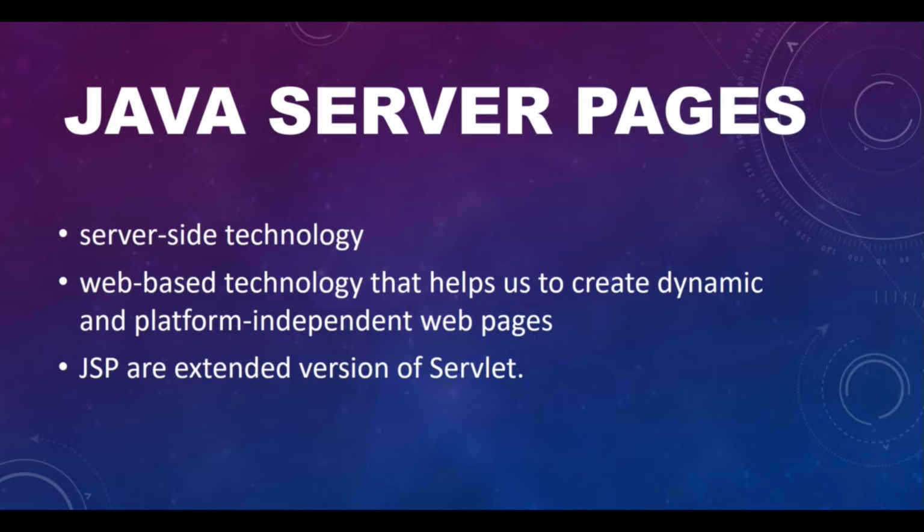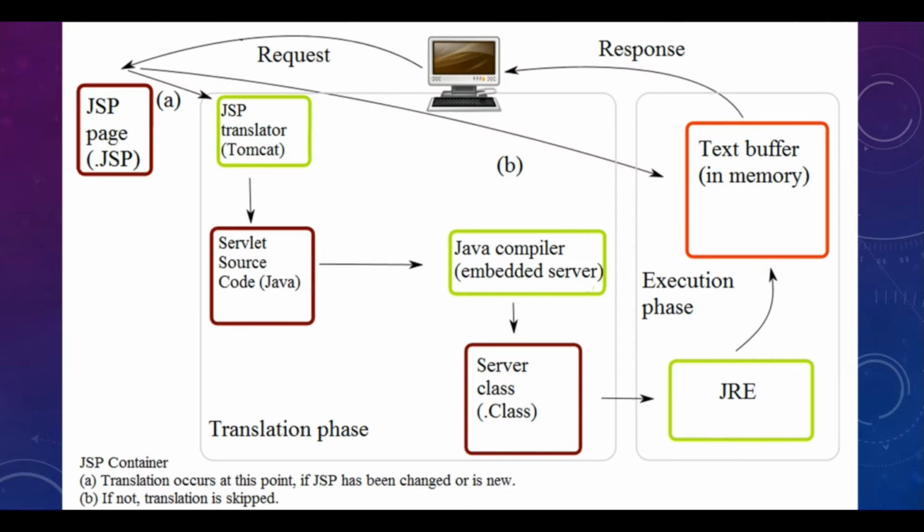JSP is basically a server-side technology that helps us to create dynamic and platform-independent web pages. We can have dynamic data in JSP using Java code. And JSP is an extended version of Servlet. Now, what is Servlet? Servlet is basically a Java class which will extend the capabilities of server by hosting application using a request-response model. In our case, we will use the Tomcat server.